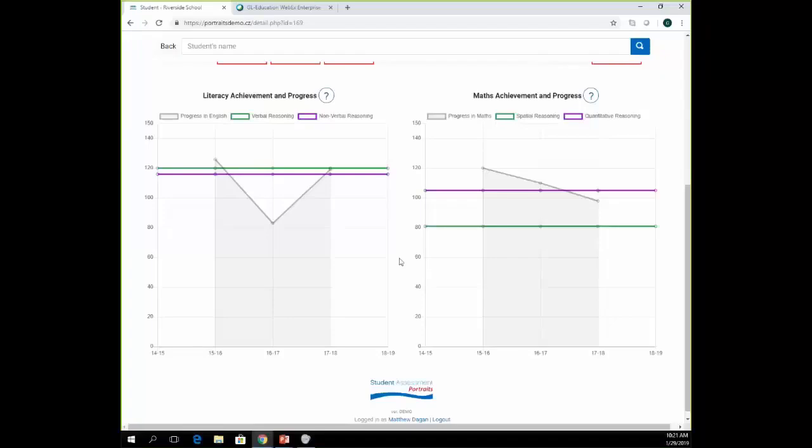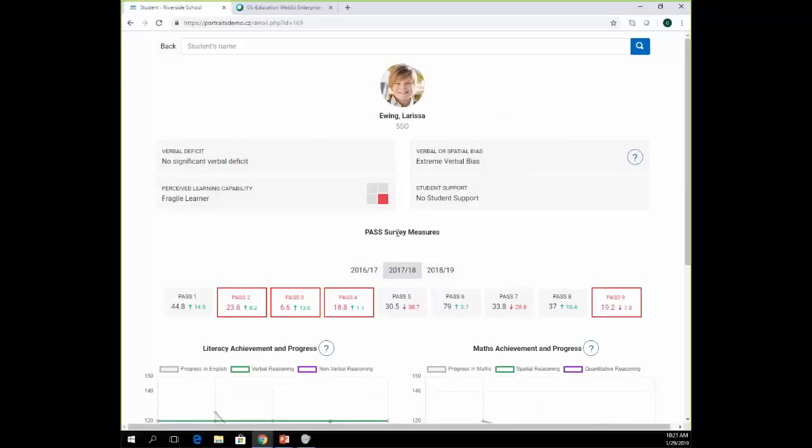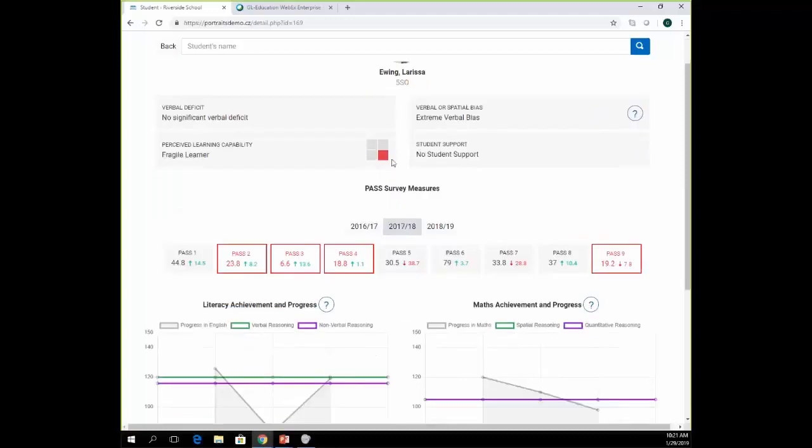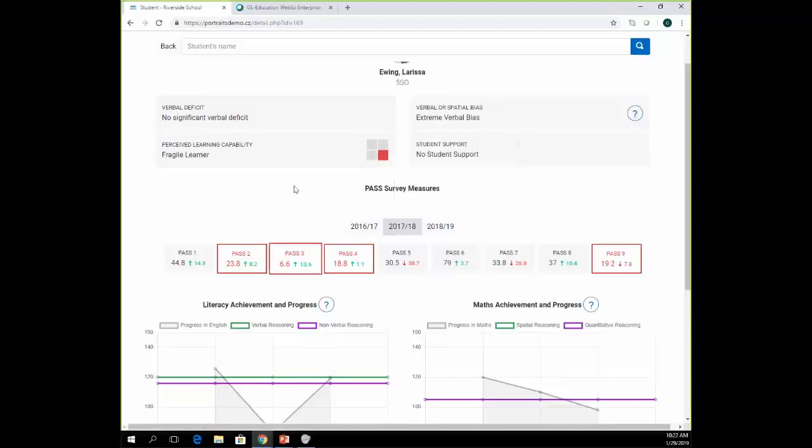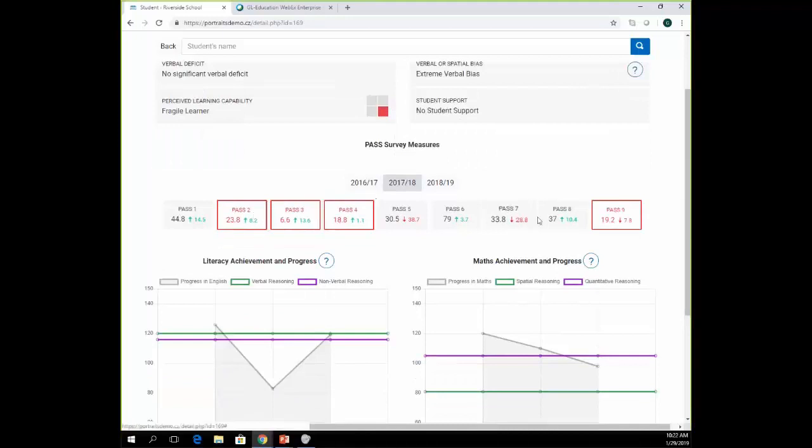If we start with the same student that I'm looking at here, Larissa Ewing, there's no verbal deficit. She's not on student support. She has an extreme verbal bias, but yet she's fragile, meaning that she doesn't perceive her learning capabilities to the same degree at which she's capable of learning based on her CAT4 data. And if we look at that PASS measure down below, we see a lot of red flags. If we look at PASS 2, 3, and 7, they traditionally refer to self-efficacy, where we're looking at students' self-regard, their self-perception, and their confidence. This student is quite low.